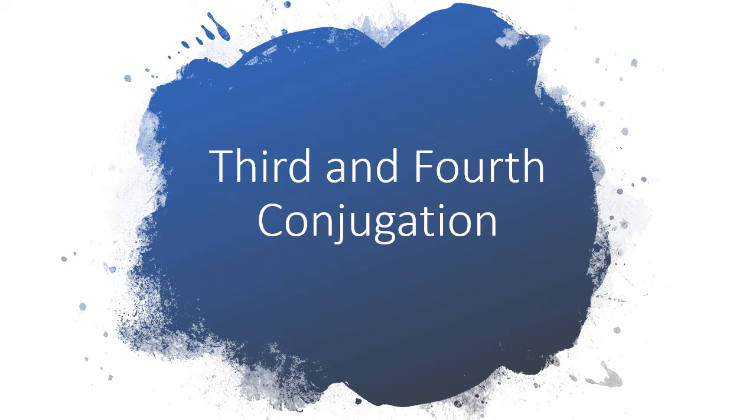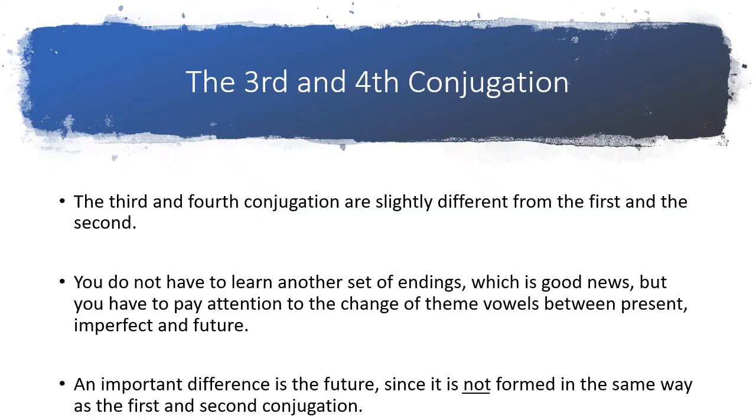Today we're going to deal with the third and fourth conjugation. The third and fourth conjugation are slightly different from the first and the second. You do not have to learn another set of endings, which is good news, because the endings are the same personal endings that we have studied at the beginning of the course. But you have to pay attention to the change of theme vowels between present, imperfect, and future, which can be a little tricky at times. An important difference is the future, since it is not formed in the same way as the first and second conjugation, and we're going to see the way in which it is formed.